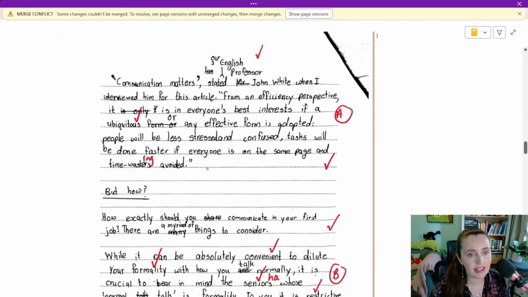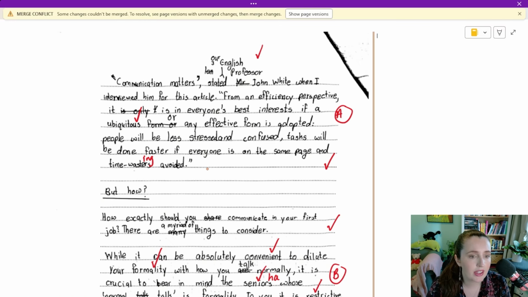Communication matters. Our English professor, John White, when I interviewed him for this article. From an efficiency perspective, it is in everyone's best interest if a ubiquitous or any effective form is adopted.